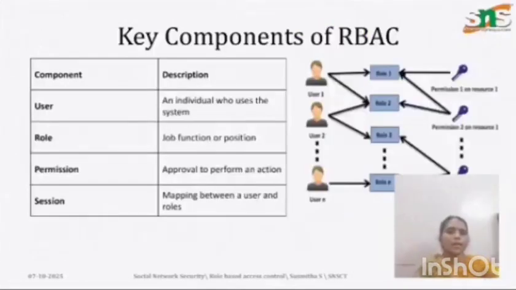Next, key components of role-based access control. The components are user, role, permission and session. The user is assigned a role, and the role is given specific permissions, which define what action can be performed on which resources. A session is the period during which the user accesses the system.